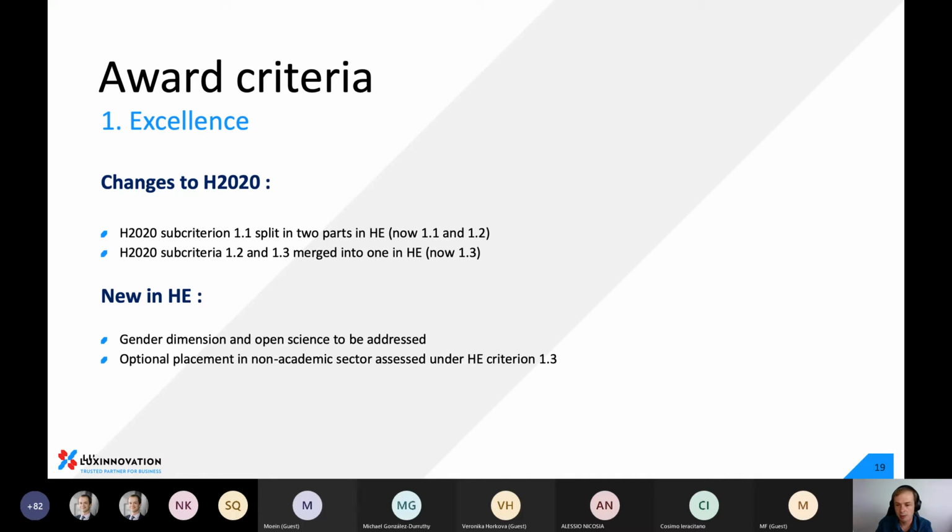Many times, again, we are not used to thinking about this. Sometimes it's very obvious, if it's a biological or medical project. Sometimes it's less obvious, and you might have to think about it. Sometimes there's no relation, and you just say, well, there's no link to the gender dimension.